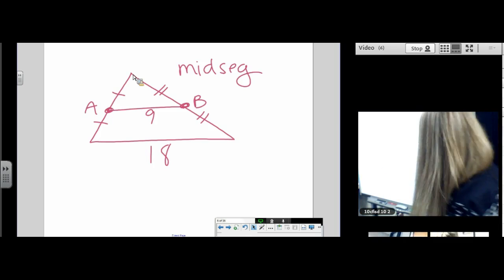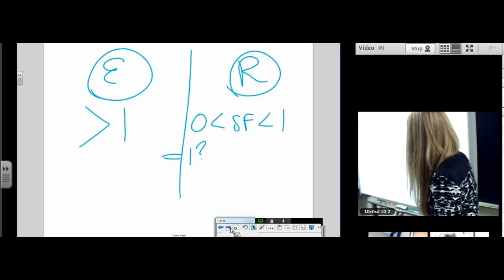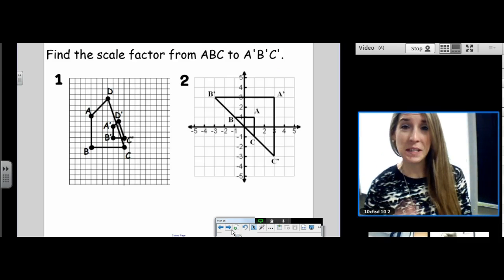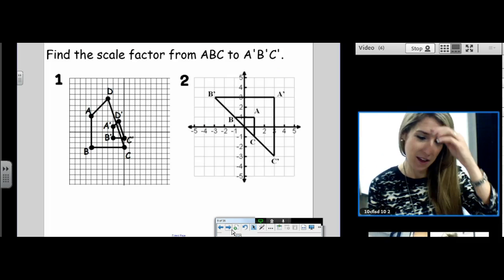All right. So we have now covered, look at all those slides, we have now covered similarity. Your review of similarity is over. Let's try some problems. Go.